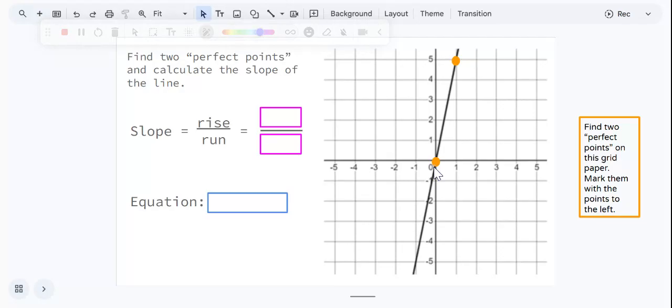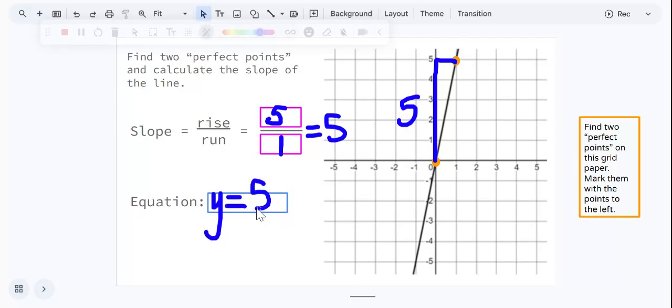How do I get from the leftmost point to the right point? We have to rise up 1, 2, 3, 4, 5. Our rise is 5 and over 1. Remember, anything over 1? We don't need to really write that. Our slope is 5 because 5 divided by 1 is just 5. Our equation is y equals 5x.